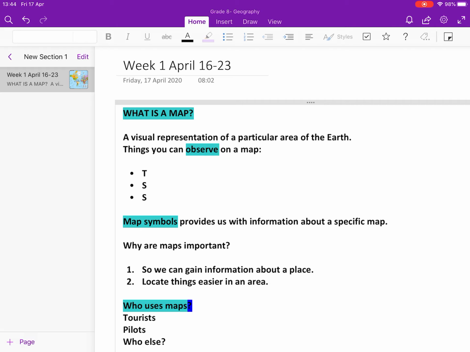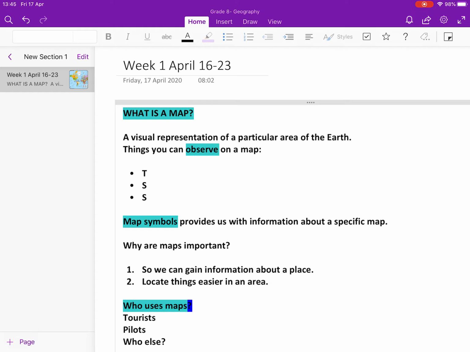First of all, guys, we need to look at what is a map. A map is a visual representation of a particular area of the earth. You can look at the different examples of maps that have been given to you in your notes. On your notes it says a map is a drawing of a particular area such as a city.